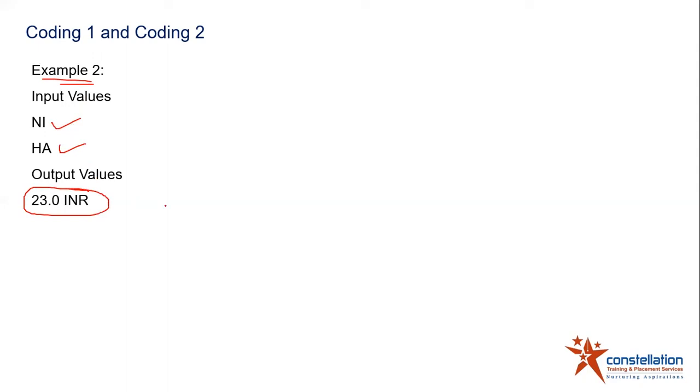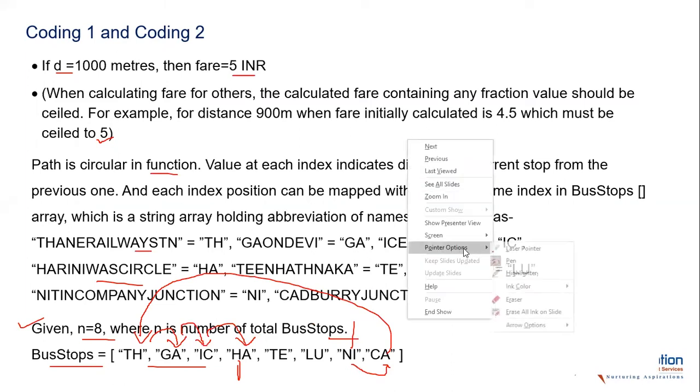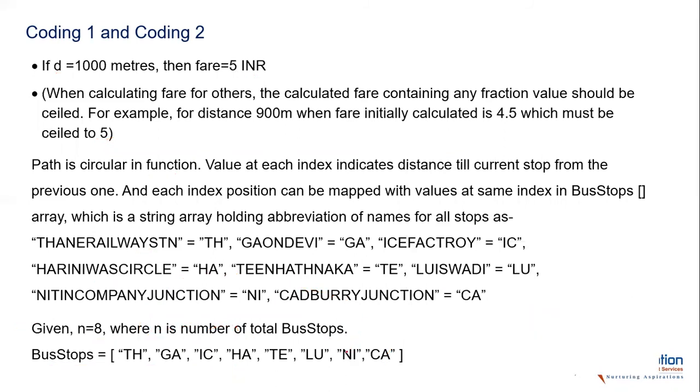Okay, so NI and HA. Let's see where NI and HA are. Okay, so NI is here and HA is here. So basically it is going from here, then from here it is coming here, from here it is coming here, and like this. Okay, so this is how it is. Let me clear everything out so that we can just mark these two. Okay, NI and HA. So this is my source and this is my destination.